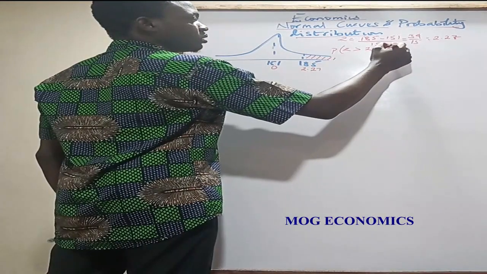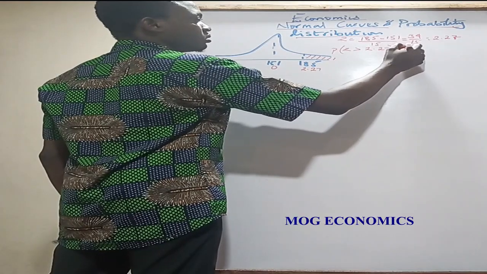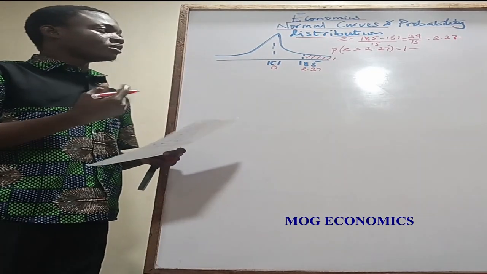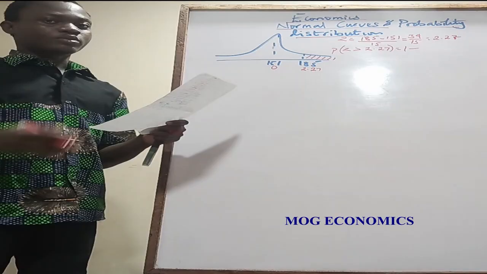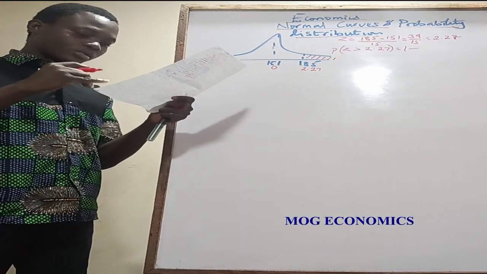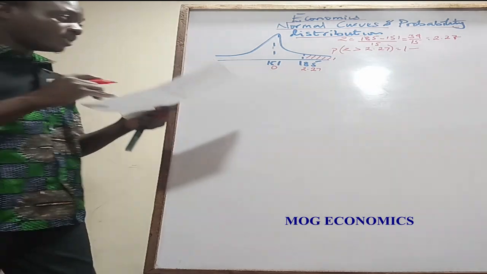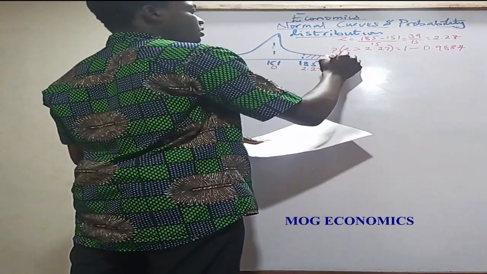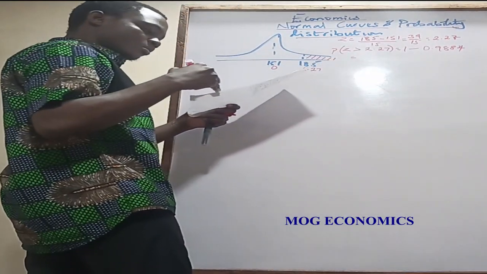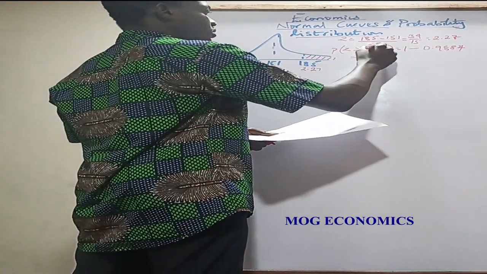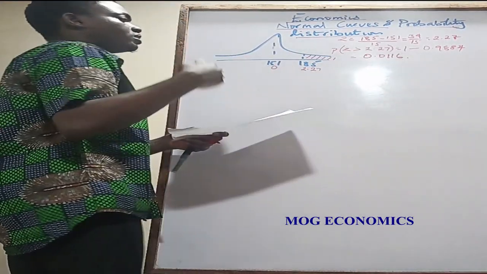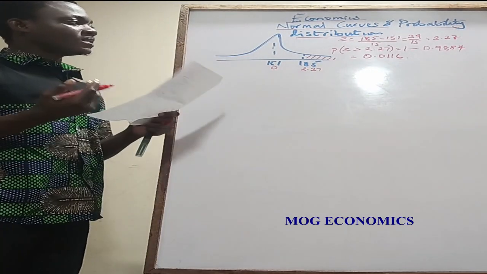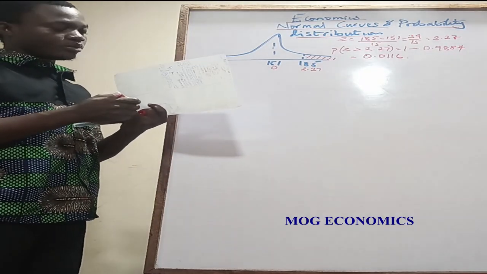So here, this is going to be equal to 1 minus, then look for 2.2 in the positive z-score table, the positive normal curve table. 2.2 under 0.07 is going to give us 0.9884. So at the end of the day, this is going to give us 0.0116. So the probability of selecting somebody out of the 500 people that is going to weigh more than 185 pounds is 0.0116.